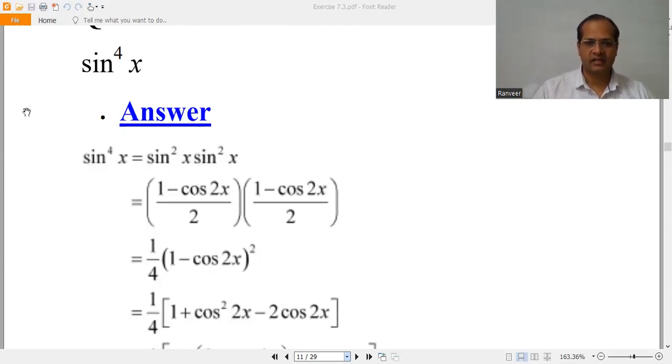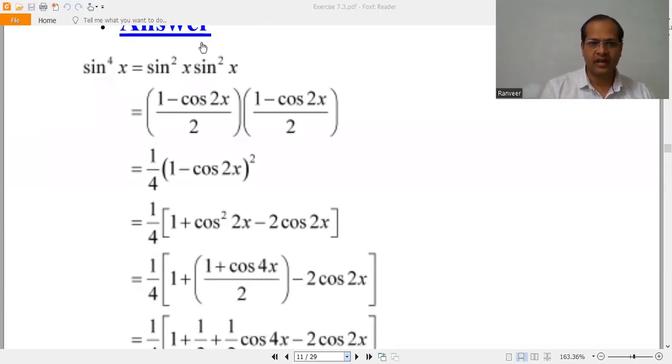Sin 4x, sin square x we can write here as 1 minus cos 2x by 2, and 1 minus cos 2x by 2, so we can write (1 minus cos 2x) whole square, and we apply the (a minus b) whole square formula here, and 1 plus cos square 2x, again we have to write cos square 2x as 1 plus cos 4x by 2, due to this angle, and minus 2 cos 2x.